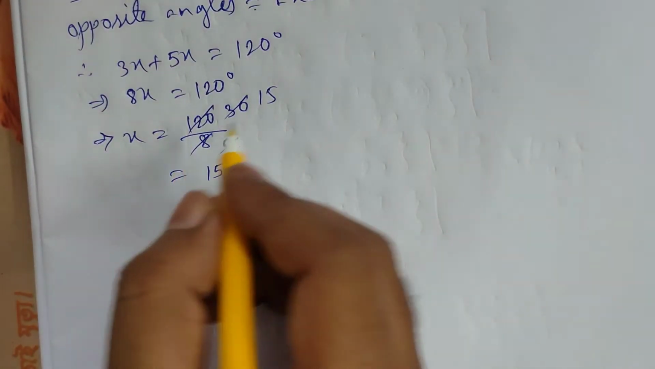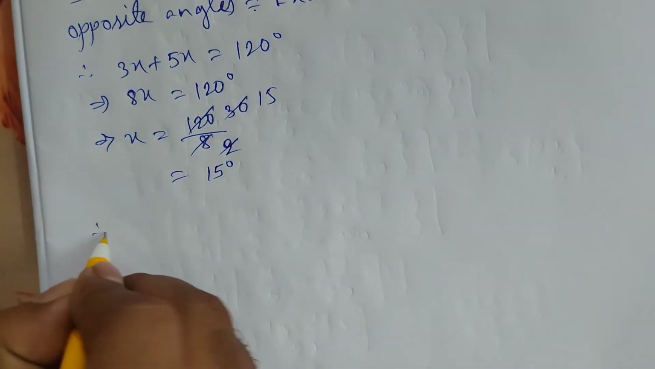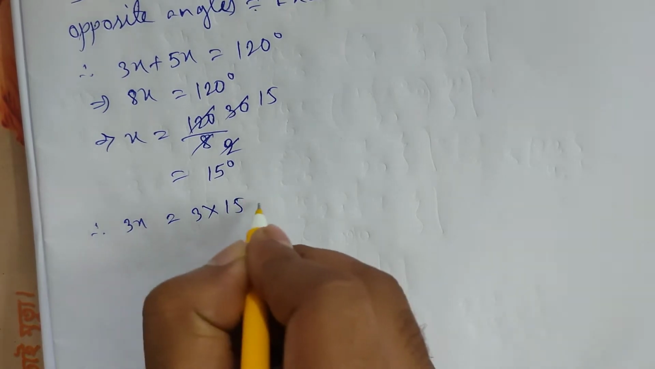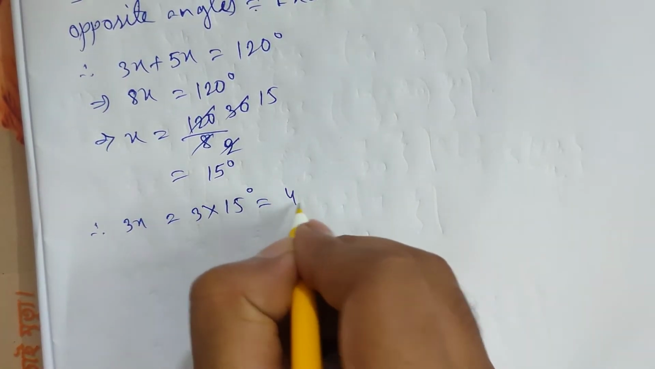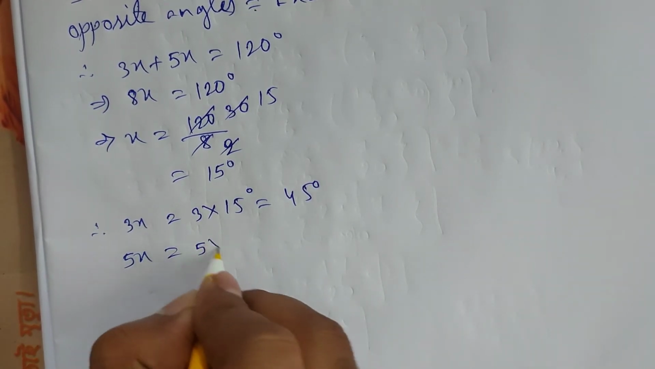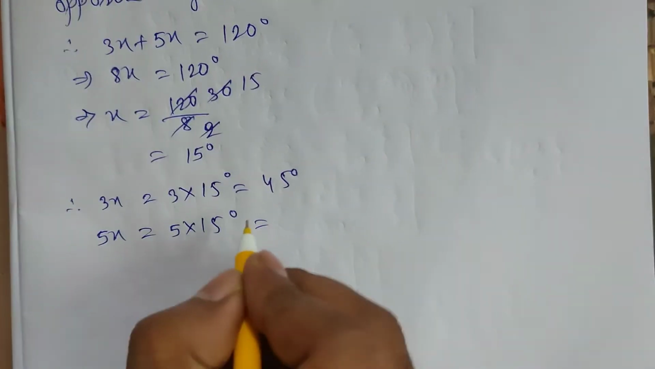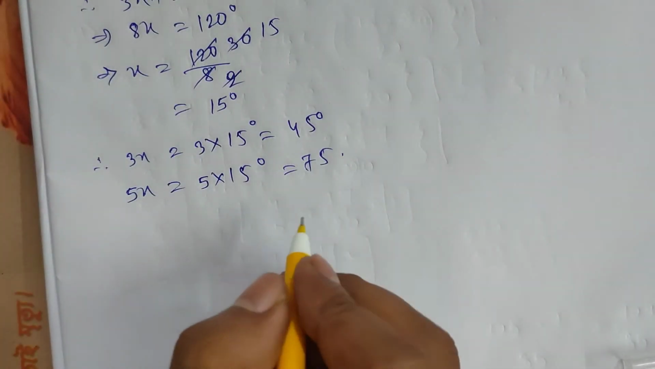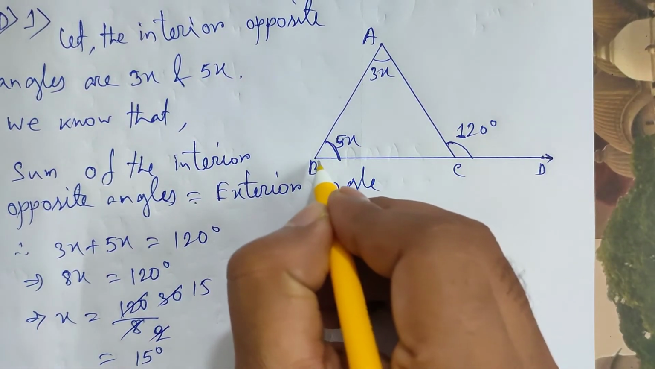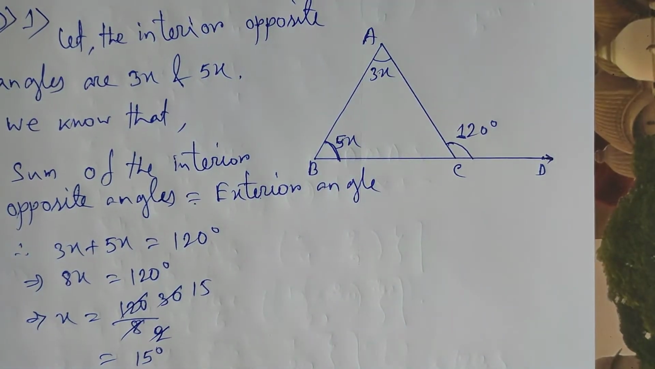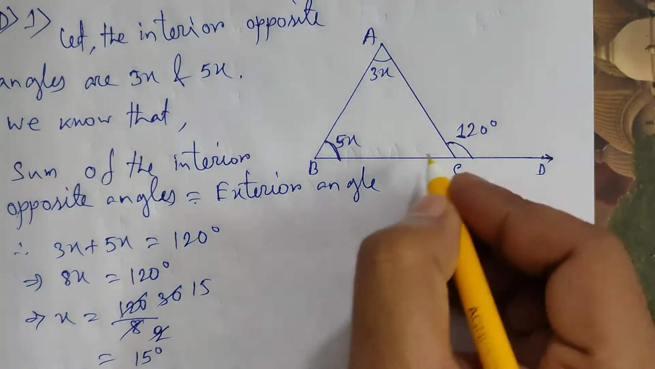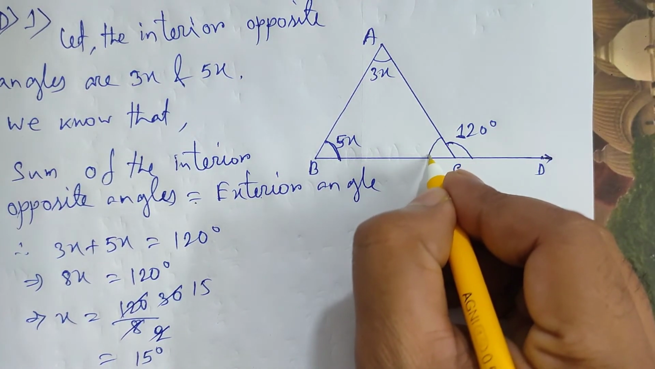That means we can get the value of 3x. Therefore 3x equal to what? 3 multiply 15, 3 15s is 45 degree. And 5x equal to what? 5x equal to 5 multiply 15 degree, 75. Okay, so we got the value of these two angles. That means this angle, B angle is 75 degree and A angle value is 45 degree. Then we can get the value of this angle.